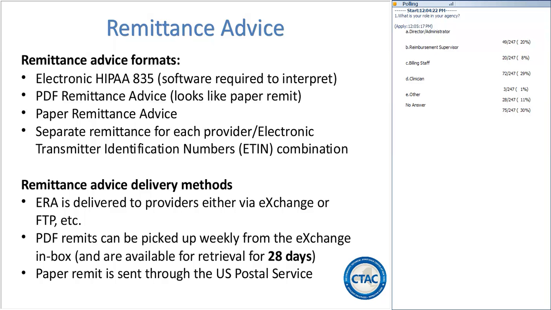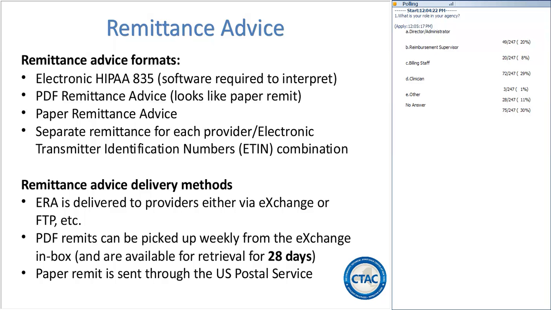The thing to remember about remittance statements is that you're going to get a separate remittance for each provider ID and electronic transmitter identification number combination that you have on file with us and that you use for submitting claims. An ETIN, this electronic transmitter identification number, is a number that CSC assigns to a provider and allows you to communicate with us electronically so that we can go back and forth with you for a number of different files and purposes.